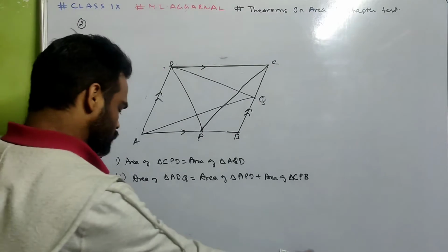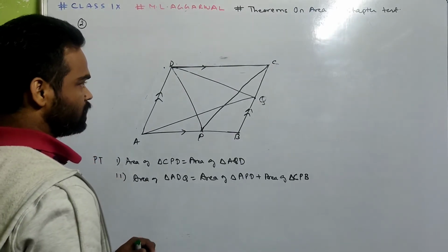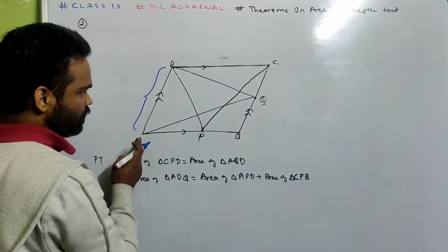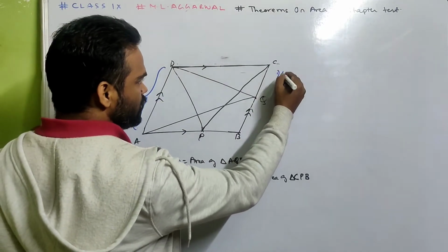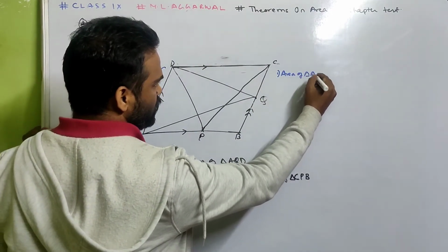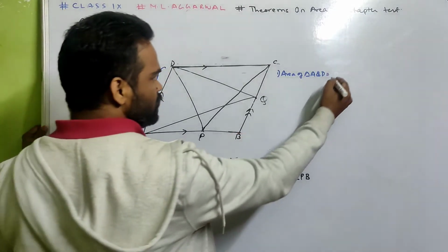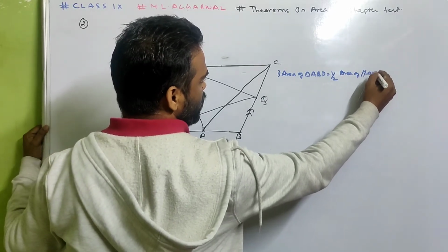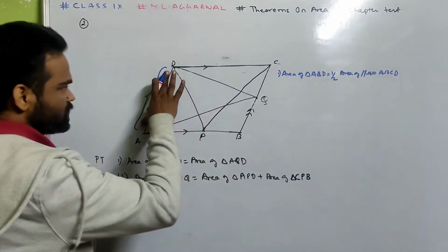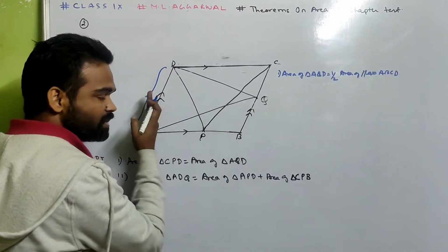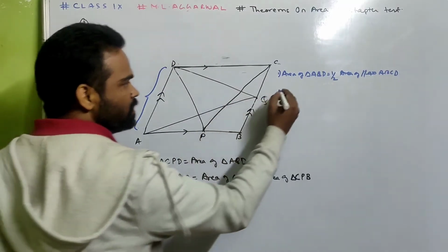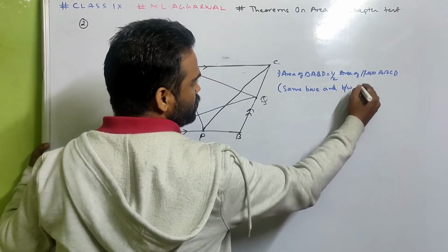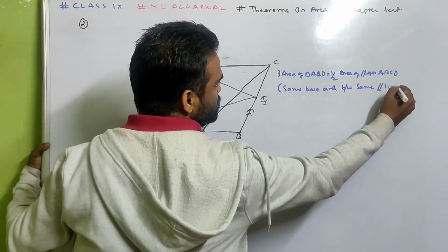Very easy. Just look over here. For the first part, if you look carefully, area of triangle AQD will be half of the area of parallelogram ABCD, because they have the same base and they are between the same parallel lines AD and BC. Same base and between same parallel lines. Yes or no?